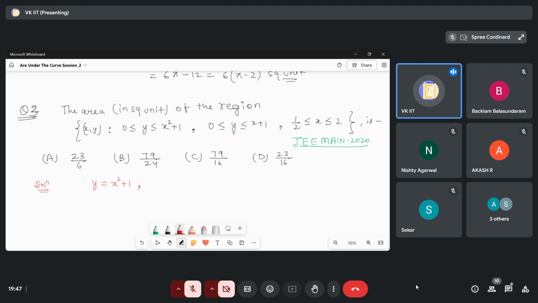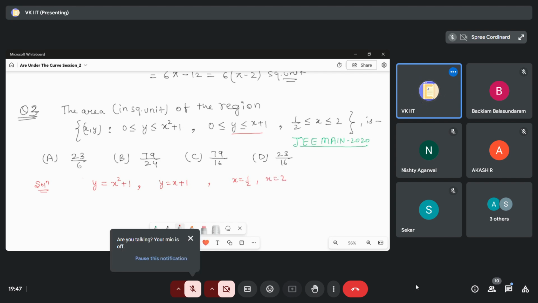After that, the second equation is y is equal to x plus 1. It is a straight line. Then the third one is simply a vertical line, you can say two vertical lines. One is x is equal to 1 by 2 and the other is x is equal to 2. Are you getting this all, everyone? So this is a simple question now.